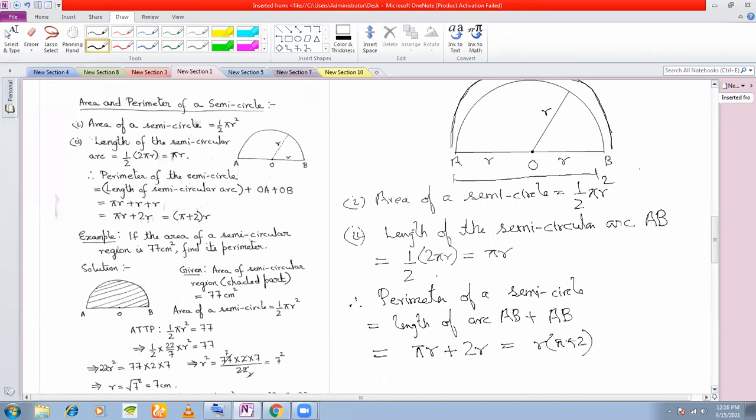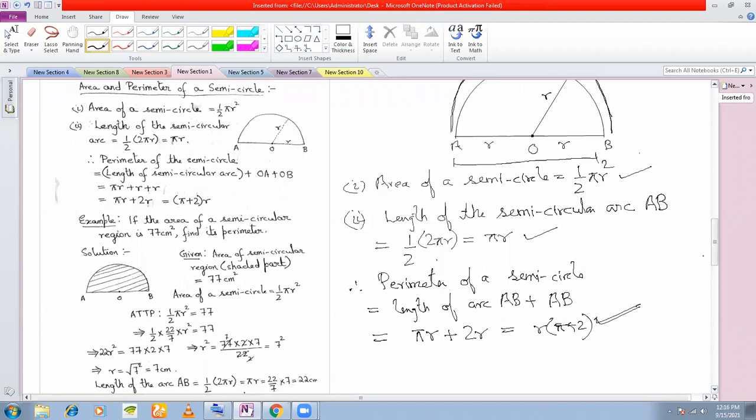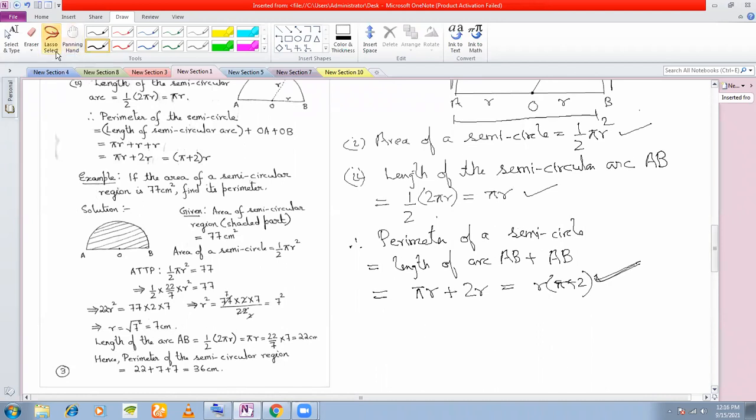Now this is the formula for the perimeter of a semicircle. If you want, you can remember it, but it is not necessary. What you can remember is the area of a semicircle, that also is pi r square by 2. That is very easy to remember. You can remember the length of the semicircular arc, but the perimeter formula you may or may not remember. It depends on you, because when you're working out sums, you can always calculate this very easily. Perimeter of a semicircle.